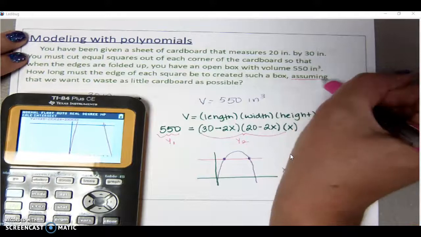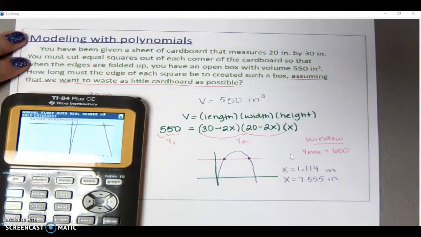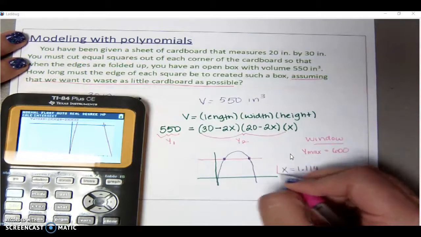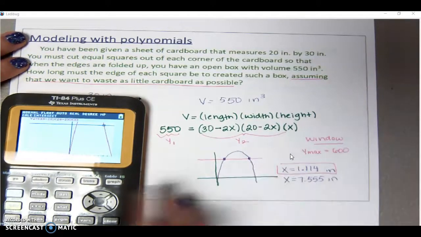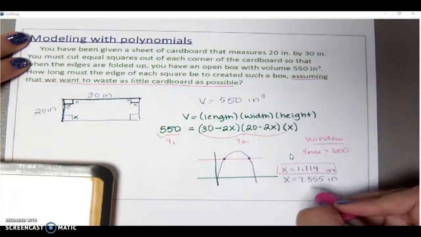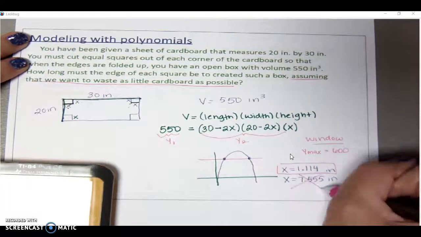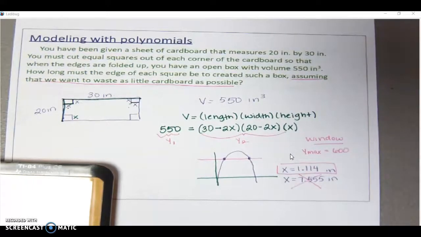Okay, so we do have 2 answers here, but if you read the problem again, on the last part it says, assuming that we want to waste as little cardboard as possible. So that means we're going to pick the smaller answer, because remember, X stands for how much you're going to cut out here. Well, if we cut out 7.5, that's going to cut out a lot of cardboard. We're not going to have a lot left. So because it told us we want to waste as little cardboard as possible, we're going to pick that 1.114 inches there.